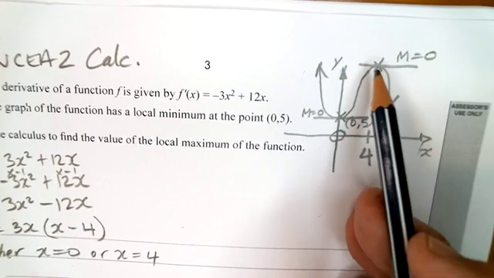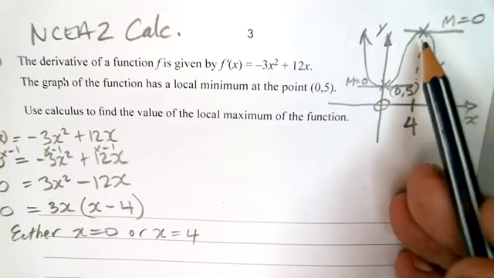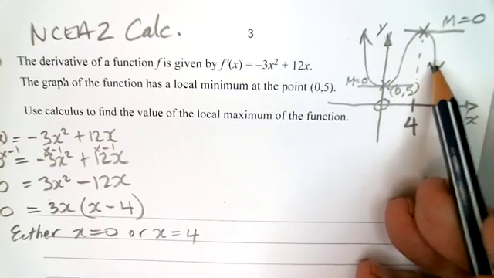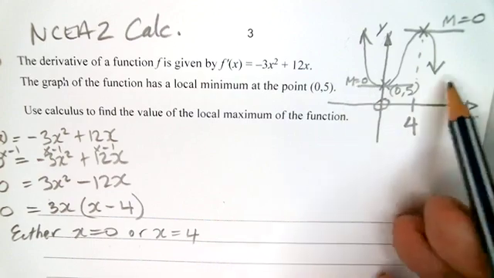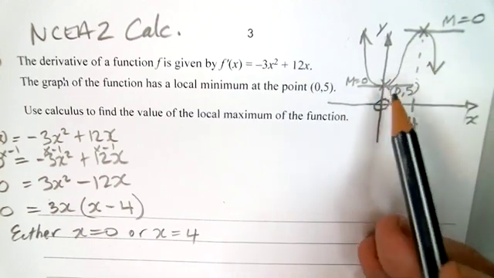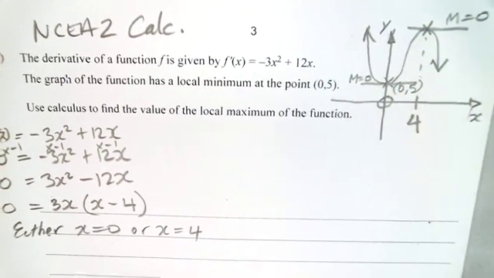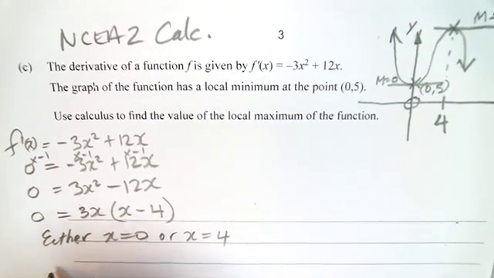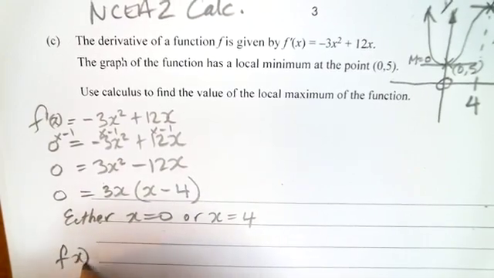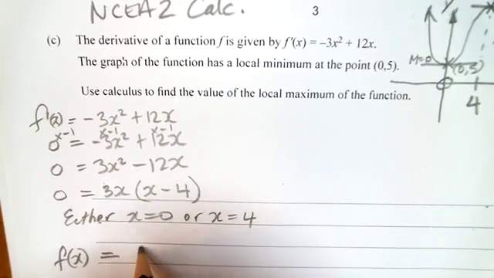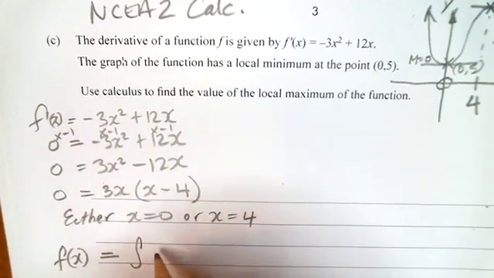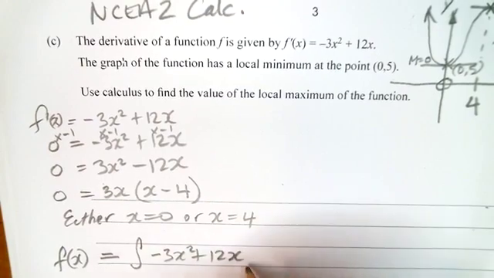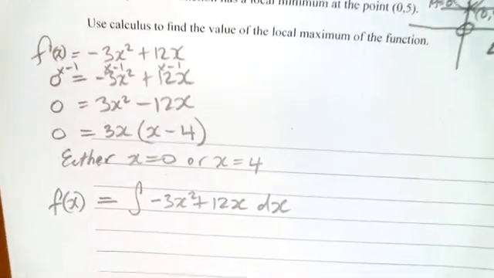Now, to find the coordinates, what we need to do is get back to the original equation, because we don't really want the gradient function. We only needed the gradient function to find these points here. What we want is to use the original equation. So let's find that now. We want to find f of x, and f of x, as it happens, is going to equal the integral of, in this case, negative 3x squared plus 12x. And I'll put dx on the end. That's what we're wanting to do.